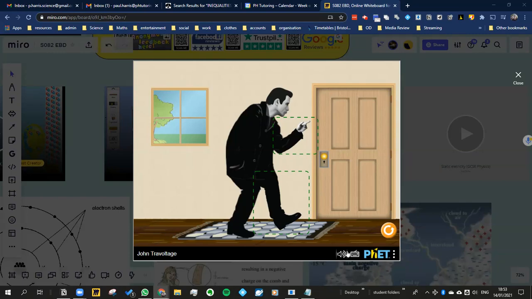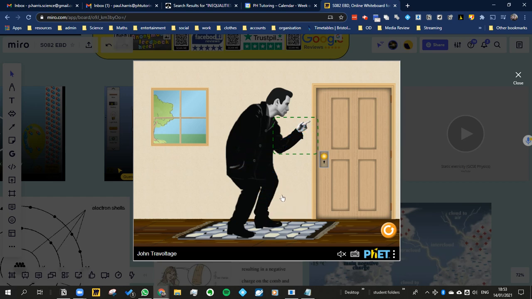So we've got John Travolta here. He's wearing quite cheap shoes, and when you rub his shoes on the carpet, basically he collects all these electrons on it. Well, he collects a negative charge, okay, and actually it is electrons. It's actually only ever electrons.